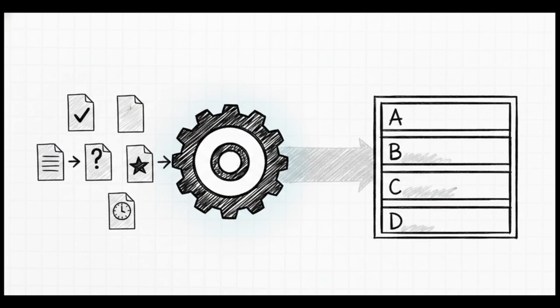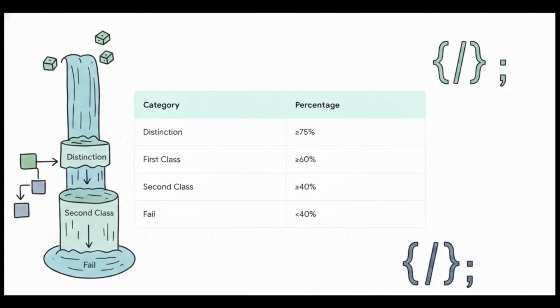This means we're leveling up. We're combining arithmetic operations to find the percentage with complex multi-way decisions to assign the right label. So let's break down the exact grading rubric we need to implement. Getting 75% or higher earns a distinction, 60% or higher is first class, 40% or higher is second class, and anything below that is a fail.